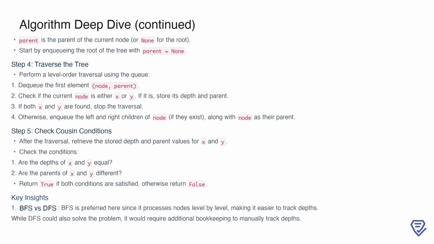Once the traversal is complete, we use the stored depth and parent information to evaluate the two cousin conditions: first, whether X and Y have the same depth, and second, whether they have different parents. If both conditions are true, we return true.